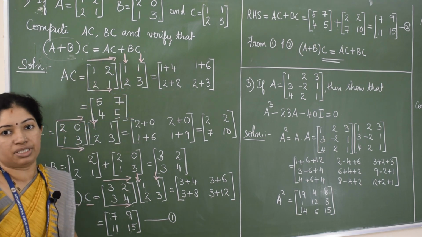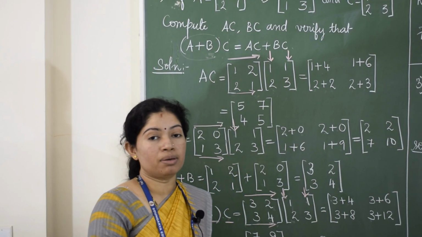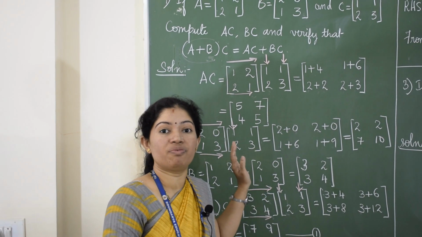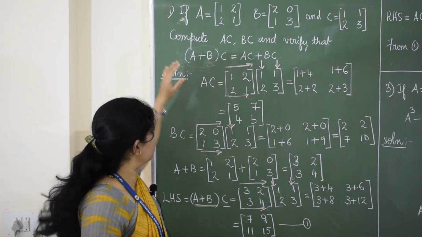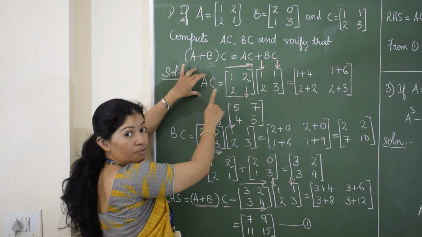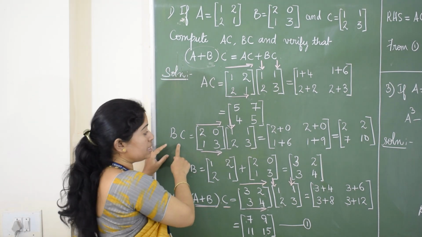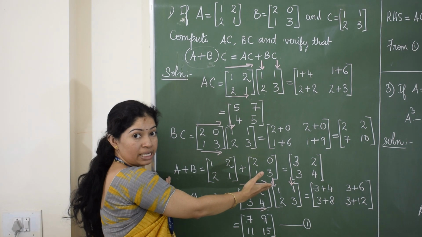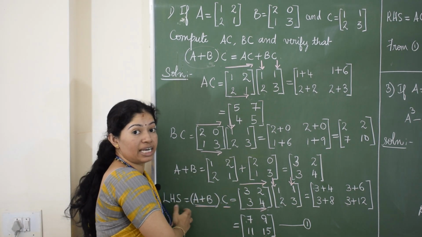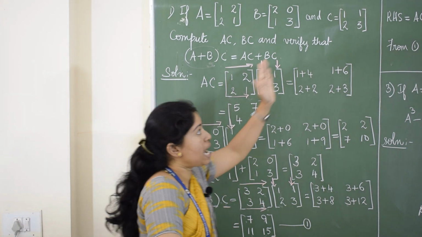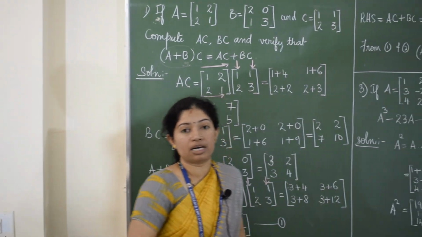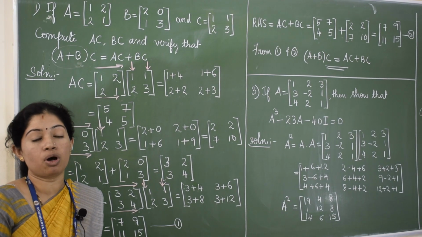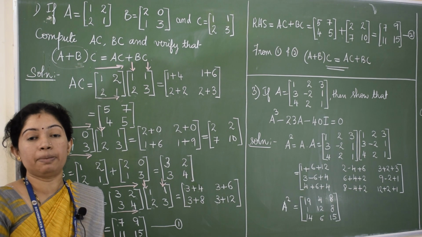So from 1 and 2, you can write (A plus B) into C is equal to AC plus BC. Students, this kind of problem is very important for your board examination, which will be asked for 5 marks. Here you can see 5 steps. First, finding AC is one step, for which you will get 1 mark. BC, second step, again 1 mark for this. Next, A plus B, 1 mark you will get here. Then finding the LHS, (A plus B) into C, 1 mark, and RHS you will get 1 mark. So totally this question will be asked for 5 marks, and this problem is very, very important, repeatedly asked in your board examination.